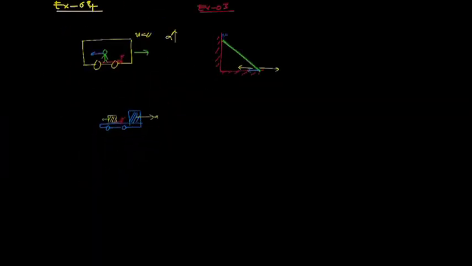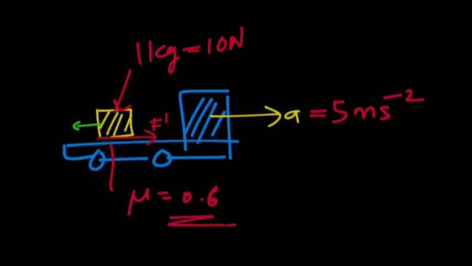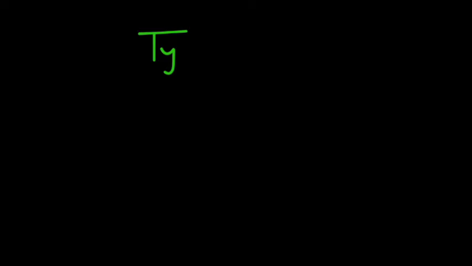Now, the question says a 1 kilogram box lies on a horizontal surface with coefficient of static friction between the surface as 0.6, and the truck is moving with 5 meters per second squared. So let's mark that information. To find the value, let's look at one important concept: types of friction.